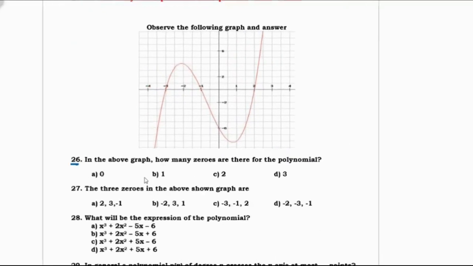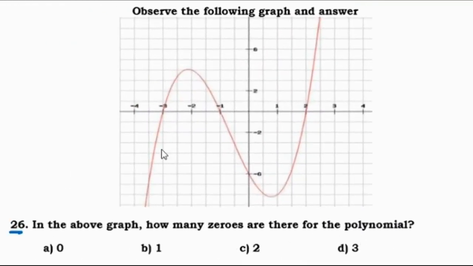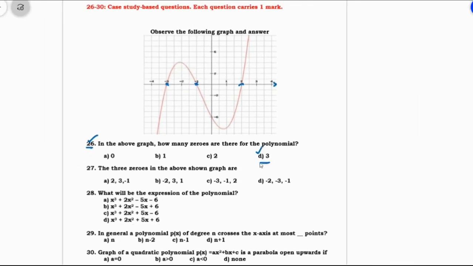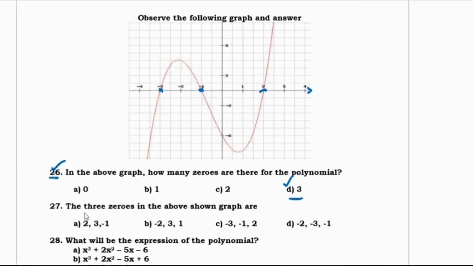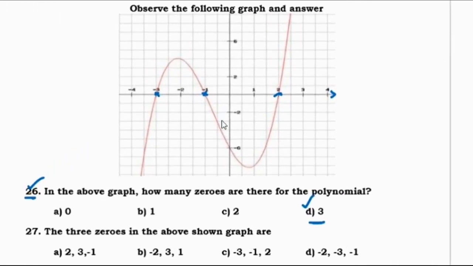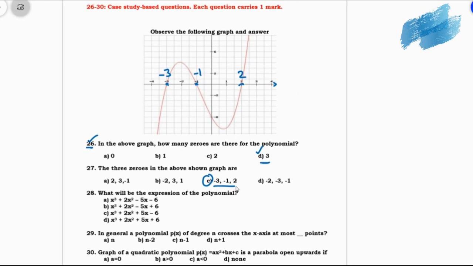26th question. In the above graph, how many zeros are there for the polynomial? This curve is meeting the x-axis at 3 points: 1, 2, 3. Therefore, the number of zeros is 3. Correct option for 26th question is D, 3. We'll see 27th question. The 3 zeros in the above shown graph are where the curve is meeting the x-axis at -3, -1 and 2. Therefore, correct option for 27th question is C, -3, -1 and 2.